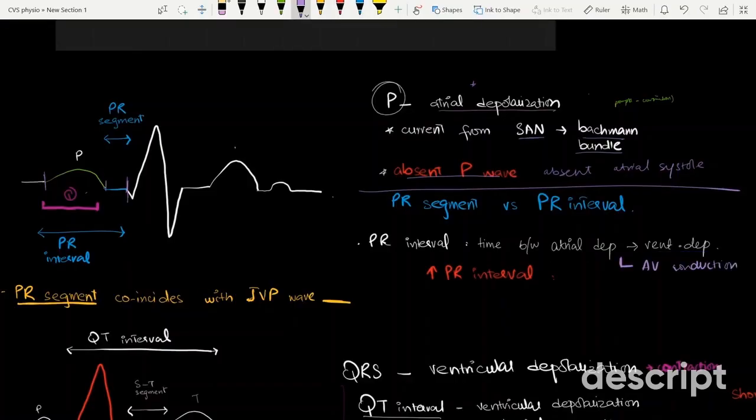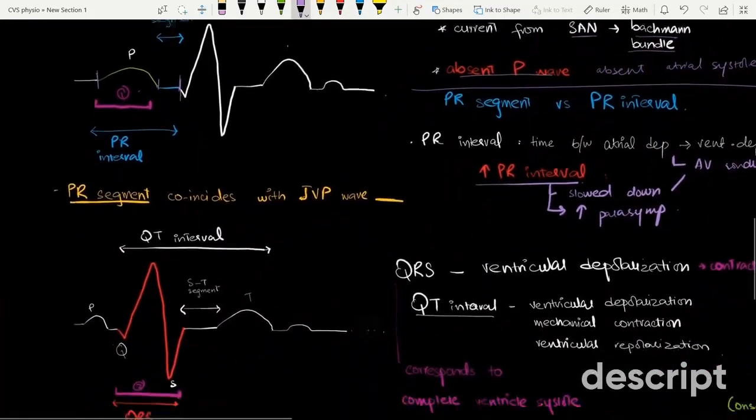So, when there is an increase in PR interval, that means that the conduction is slowed down. This can be one thing. And the other thing is there is an increase in parasympathetic activity. So, when the parasympathetic activity increases, the heart rate decreases because there is an increase in PR interval.